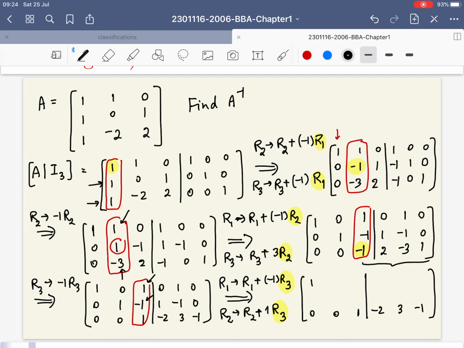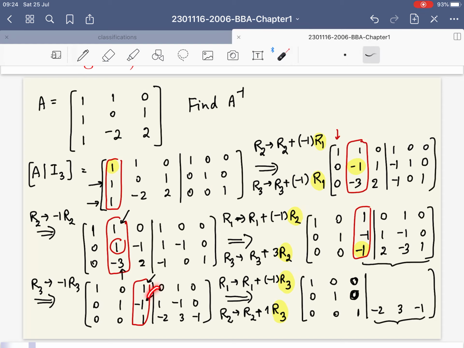And the first column is already done. The second column is already done. And your third column, if you did it right, it must be like that. All the entries will be 0. So the part that you need to calculate is only that part, okay?